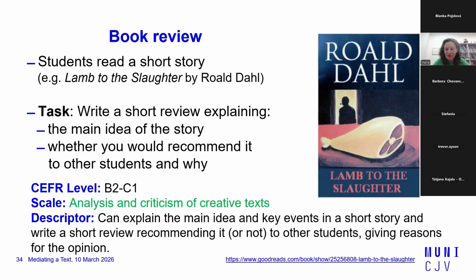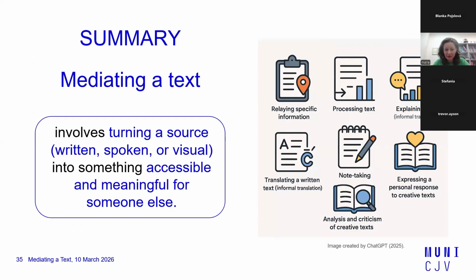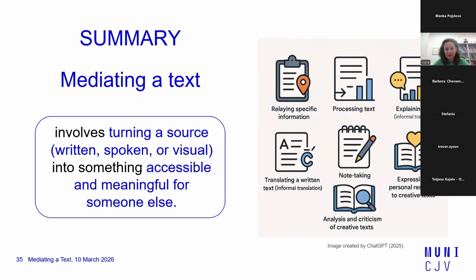So this really needs a high level of proficiency to do such a task, but it really depends on the story, how complex the story is. And this brings me to the end of this theoretical part. To sum up, mediating a text involves turning a source text, which can be written, spoken, visual, or multimodal, into something which is accessible and meaningful for someone else.